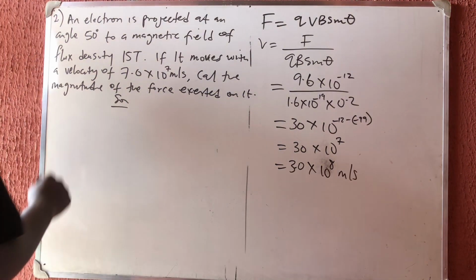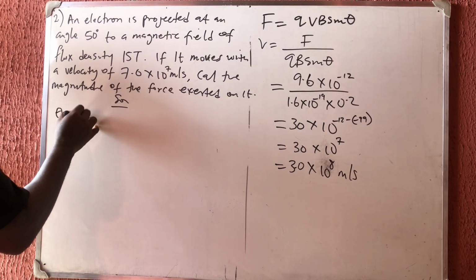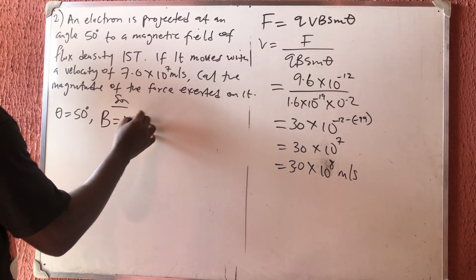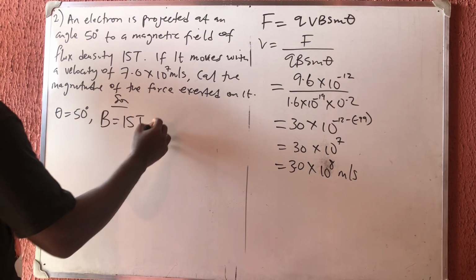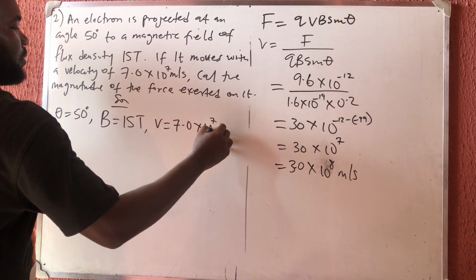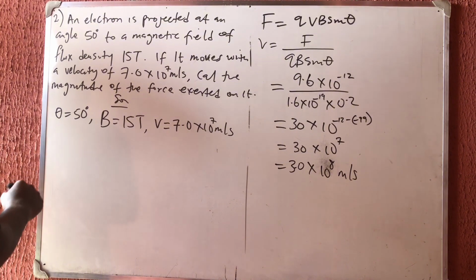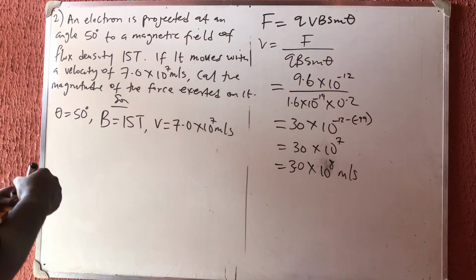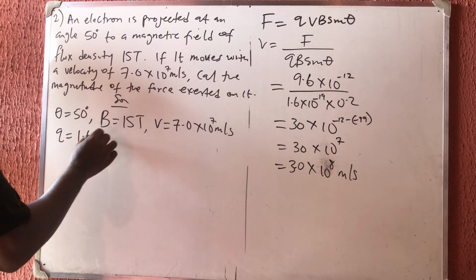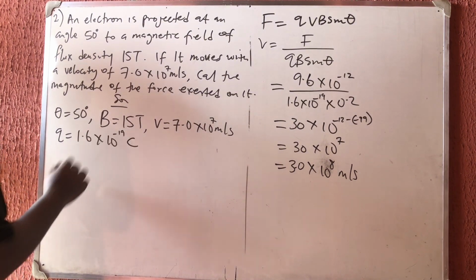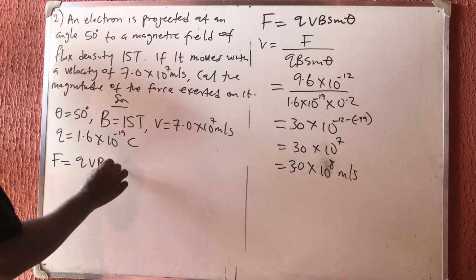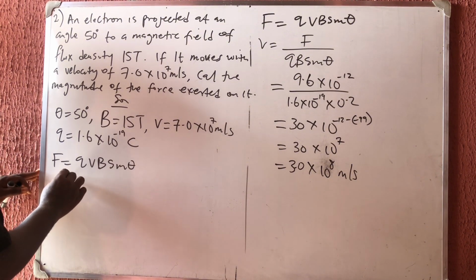Let's get our parameters. Our theta they gave us is 50 degrees. Our B they gave us is 15 Tesla. Then the velocity they gave me is 7.0 times 10 raised to power 7 meter per second. So they say we should calculate our force. Immediately it is an electron, know that the charge of electron is 1.6 times 10 raised to power minus 19 coulomb. I know that my F is equal to QVB sine theta.